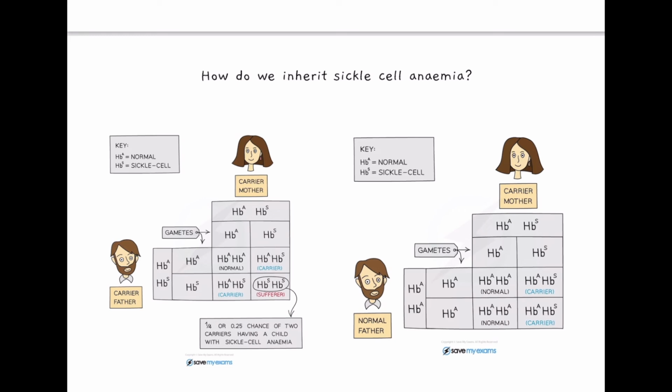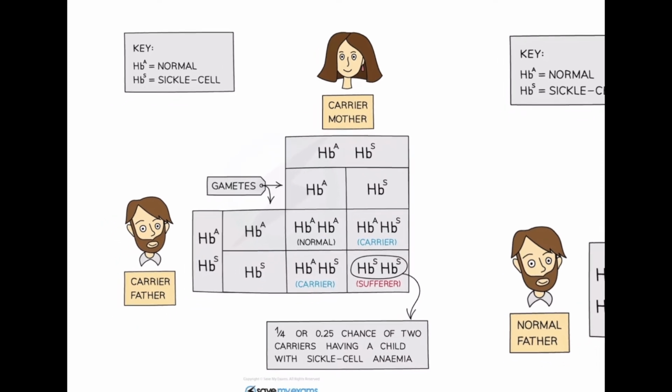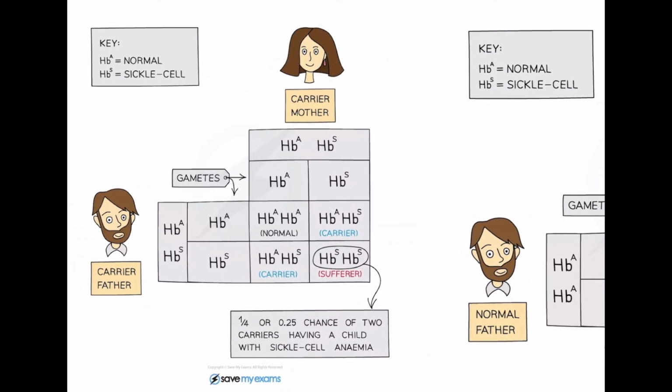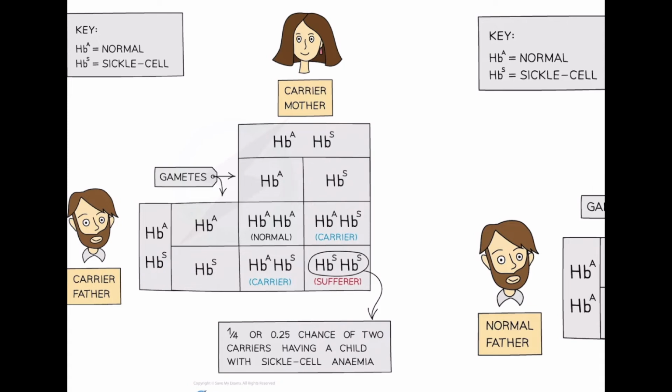How do we inherit sickle cell anemia? Sickle cell anemia would only be found in a person if they inherit both parents' alleles for sickle cell anemia. Okay, so let us first take a look at this first Punnett square on your left. HbA is the symbol for the normal allele. HbS is the symbol for the sickle cell allele.